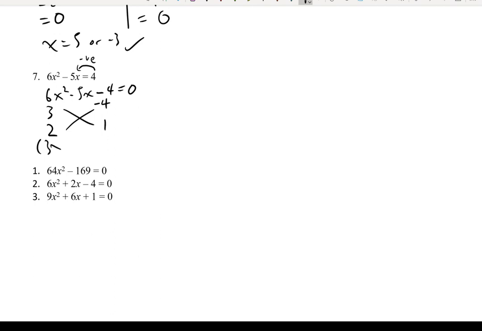So let's write it out. 3x minus 4, and then 2x plus 1. And then let's just double check to be sure. 3x times 2x equals 6x squared, and then we have plus 3x, and then minus 8x, and then this is minus 4, and so plus 3x and minus 8x will result in minus 5x. So this is correct.